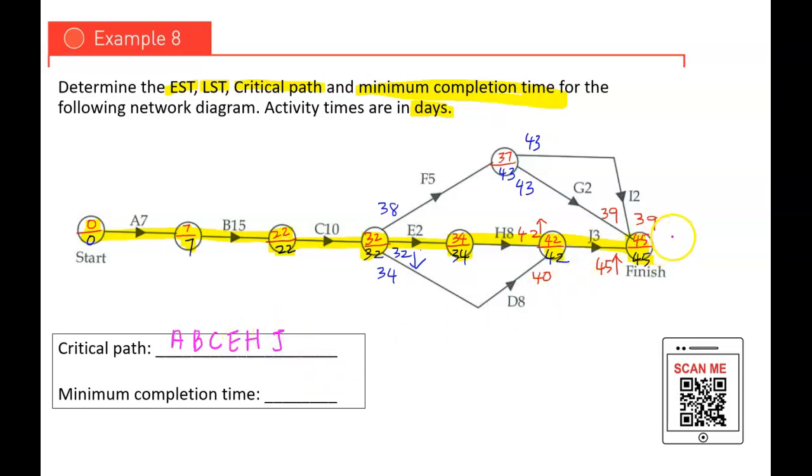What is the minimum completion time here? Those are the values, 45. Can I just write 45? No. Do remember the unit involved here. So it's 45 days. If you don't write the unit in the exam, 1 mark will be deducted.